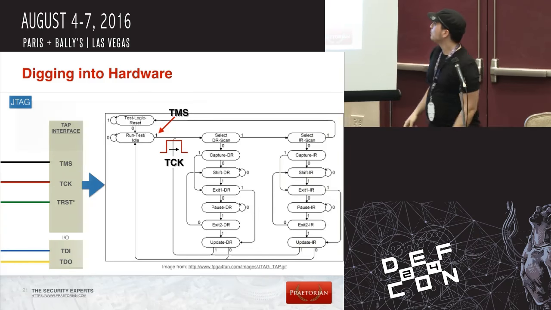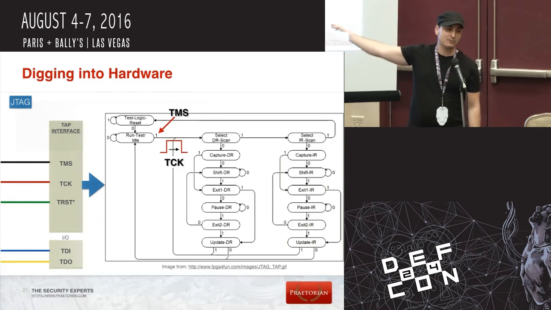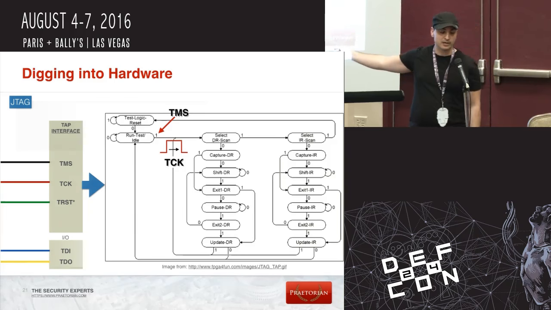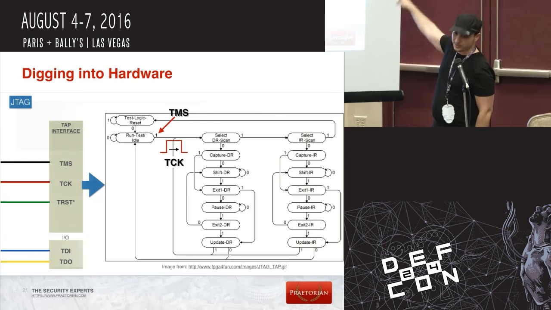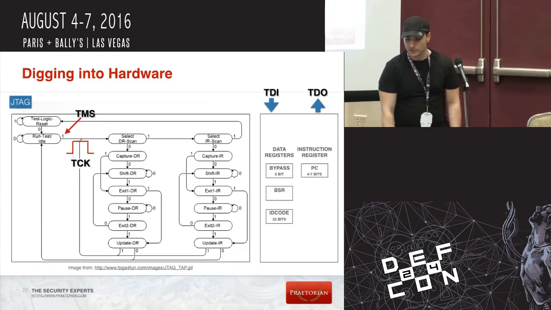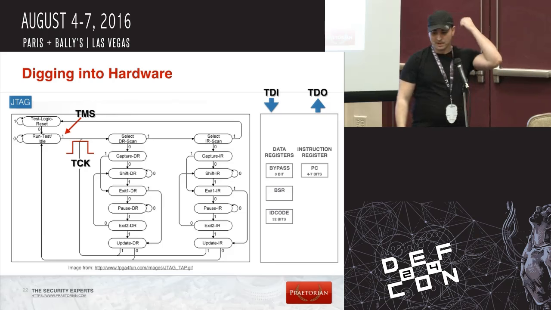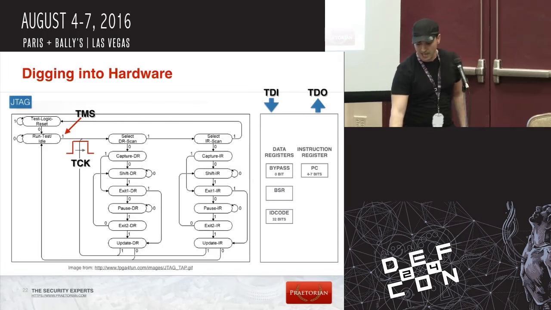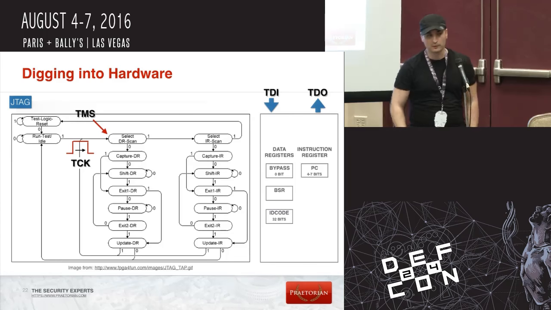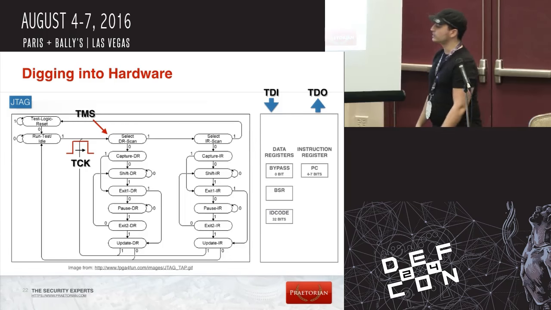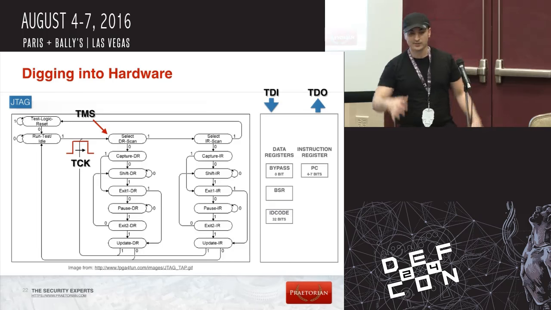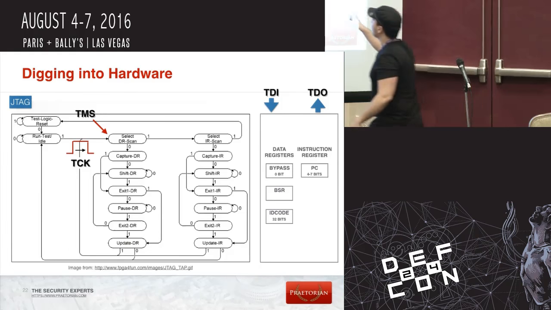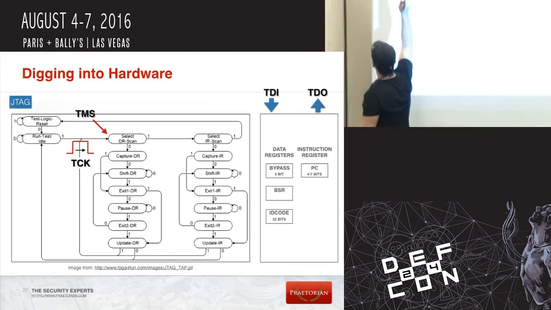Basically, the lines here represent our mode select, TMS. And then the TCK, the clock, indicates when we go from step to step to step. So let's say I'm at Run-Test/Idle. If TMS is high and the clock happens one more time, the state will move over there. So now I'm at Select-DR-Scan, or data register. This is how the state machine works. And if I keep TMS high, it will go all the way up to Test-Logic-Reset.